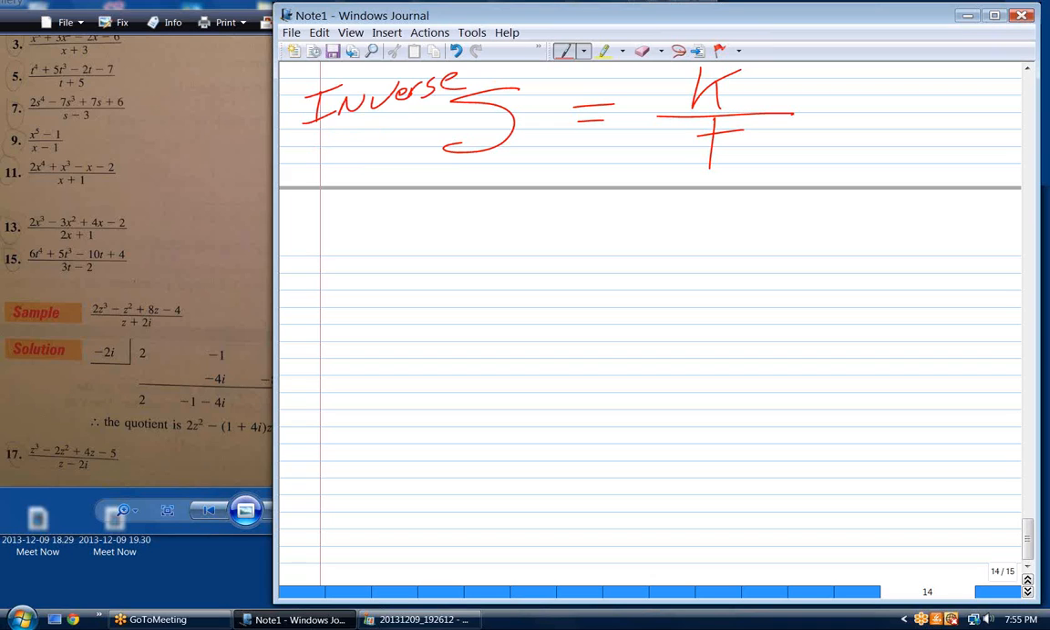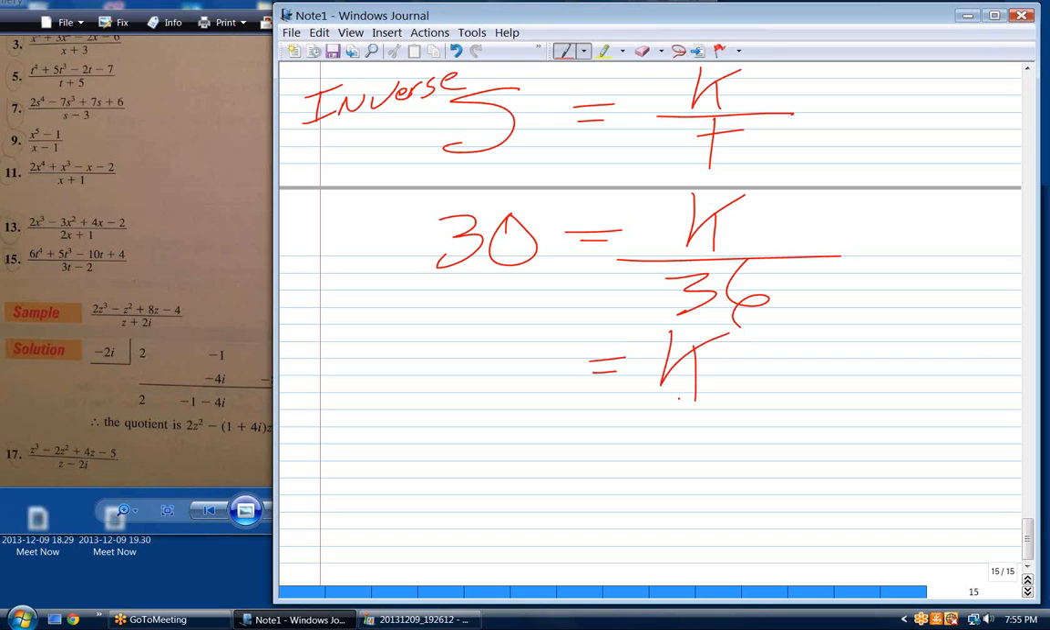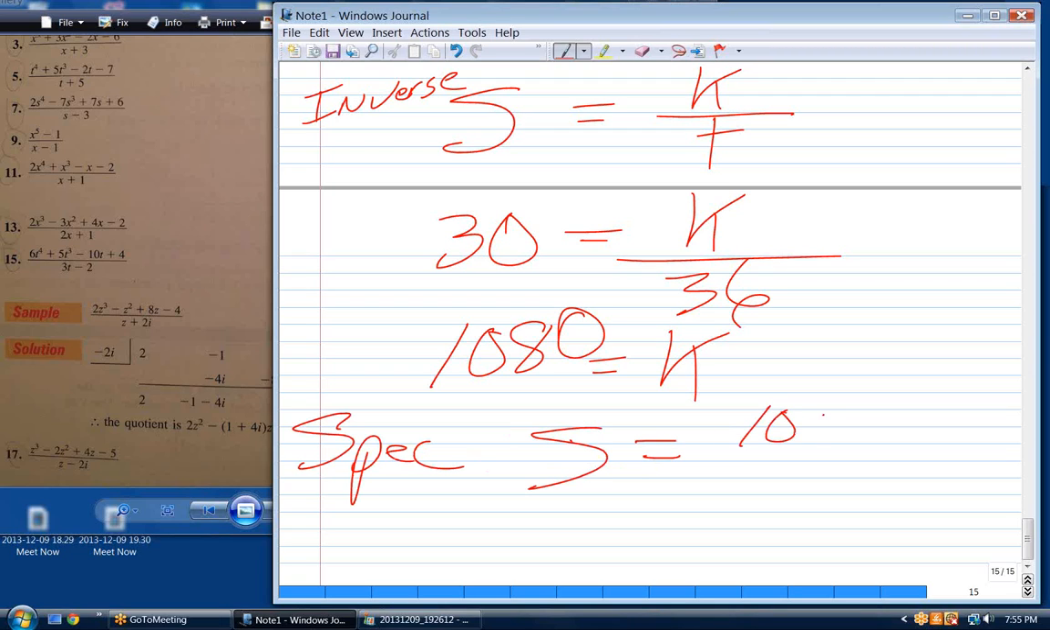And then they said that the speed of 30, when you had 36 teeth, that allows me to solve for k. What's k equal to? Well, it's whatever 36 times 30 is. 1080. So now I can write the specific equation, which is the speed is equal to 1080 over t, the number of teeth.